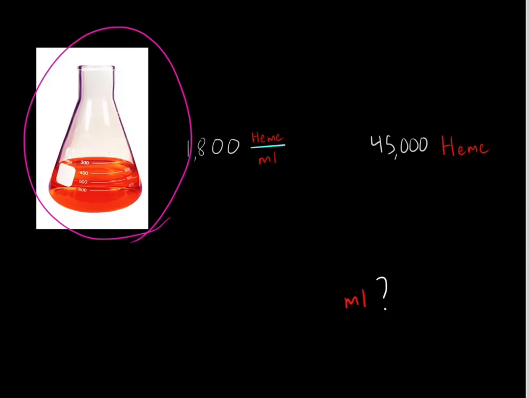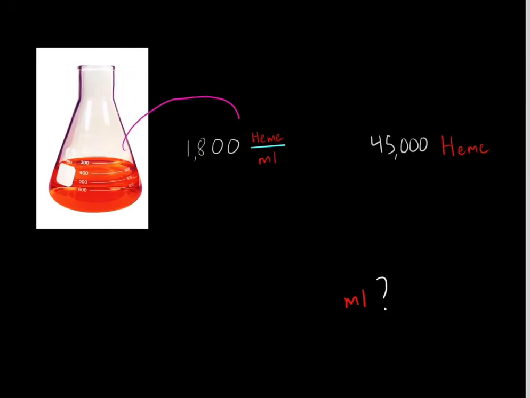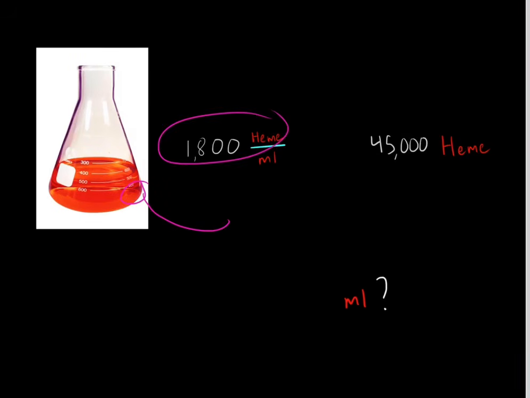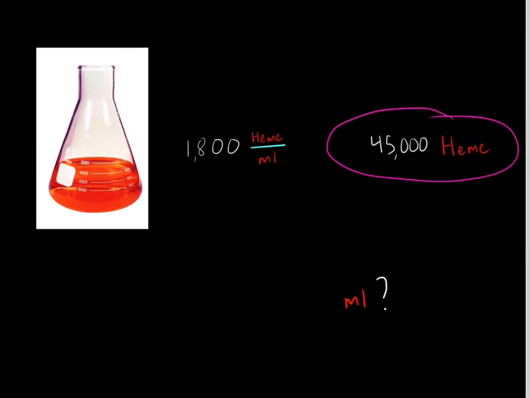Let's say we have this flask. And let's say we know this flask has a concentration of 1,800 heme molecules per milliliter. So that's the concentration of this flask. So if we were to take 1 milliliter, we would have 1,800 heme molecules. That's the concentration. But let's say we need to do an experiment. And for our experiment, we need 45,000 heme molecules.